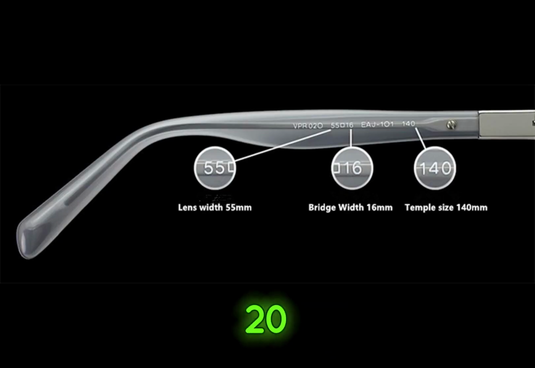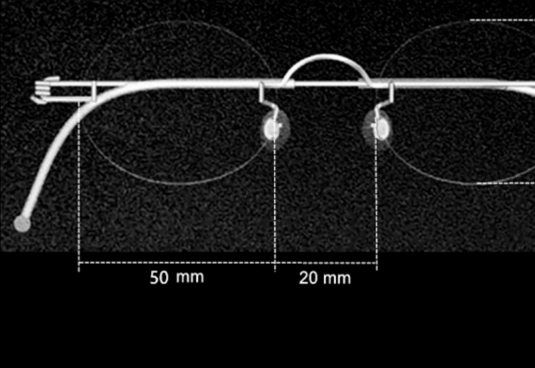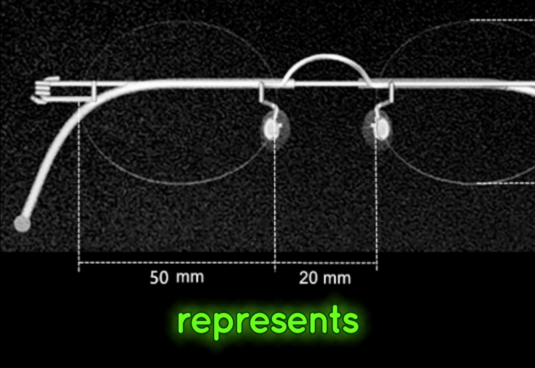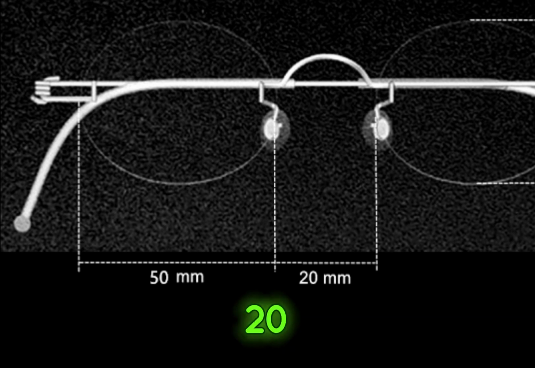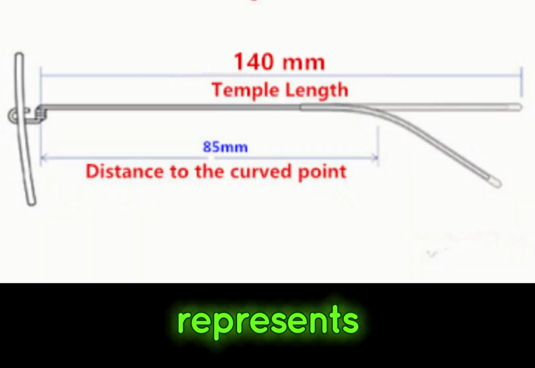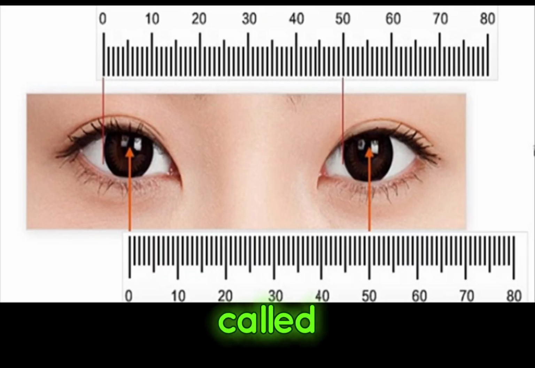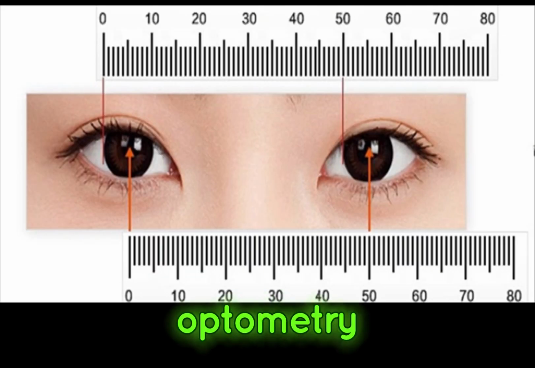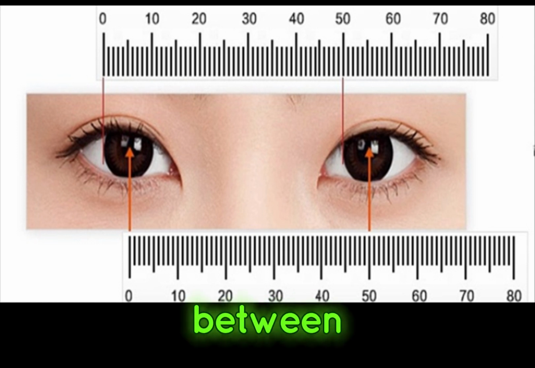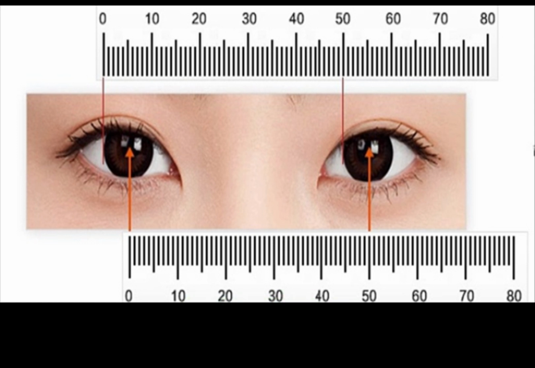The size of the frame is usually marked like 50, 20, 140 on the glasses. What does this mean? 50 represents the width of the lens is 50 mm, 20 represents the size of the eyeglasses bridge is 20 mm, and 140 represents the length of the temple. The first two dimensions are more important. The pupil distance is also called PD in the prescription of glasses optometry, which refers to the distance between the pupils of two eyes. So, what frame size fits you?